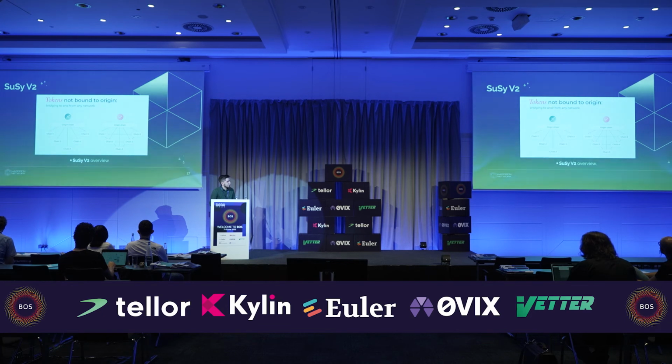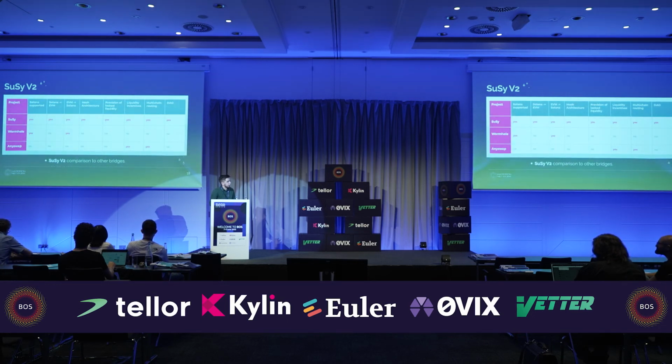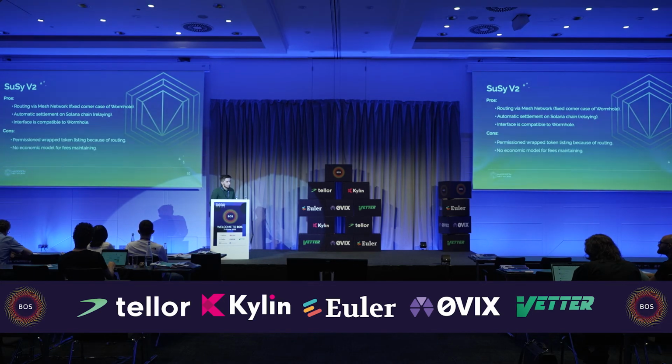Susy V2 had the same problem, but we maintained the mesh network. It helped to fix the problem as Multichain did. And it's the comparison with Wormhole. There is some mistake here because AnySwap became Multichain and they actually have a mesh architecture in place, and they also have liquidity incentives.